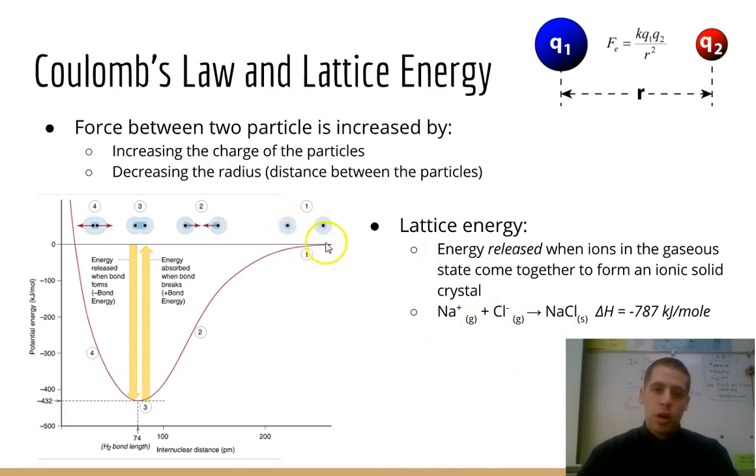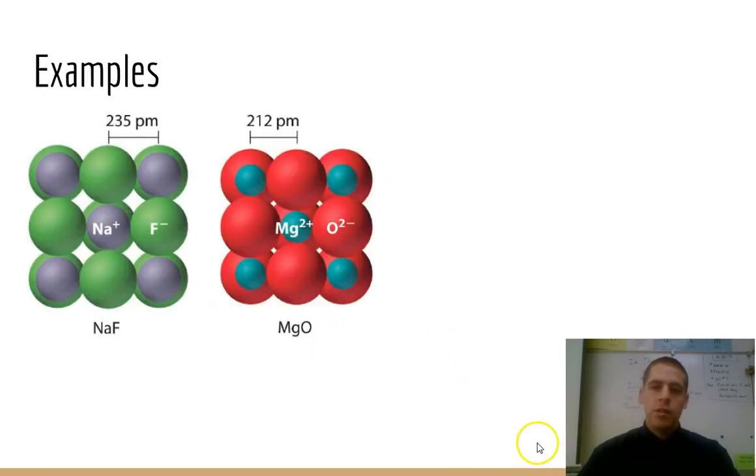If you think about our charged particles as very separate, they're relatively high in energy, and when they come together, they actually decrease in energy. They release that energy. The potential energy goes down because it's a more stable state down here than it is up here. Let's look at a couple examples.